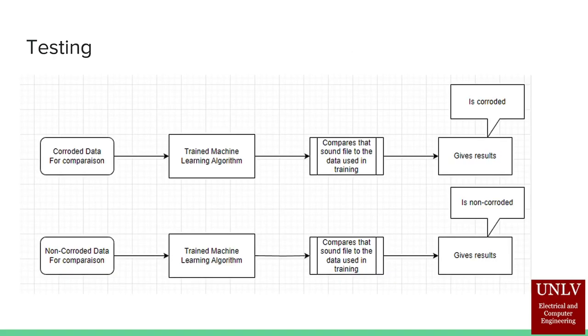Once the machine was finally trained, we could feed it any kind of data. The machine knows nothing about that data, but if we feed it with corroded data, the algorithm, which is just analyzing data now, not learning, compares the sound file with the database that it has, and it gives results to the user. It shows if it's corroded or if it's non-corroded. It depends on the input that we present.